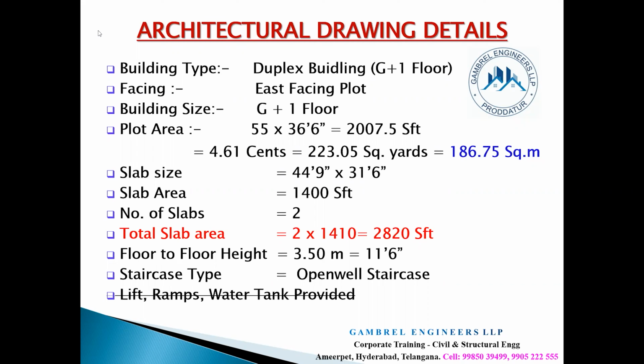Similarly, before you are going to design, people will first ask you what kind of structure it is. He'll say it is a duplex building. Okay, we are happy, at least you mentioned the type of building. Do you just stay silent with that basic information? No, you have to always focus on every area. Like the face of the building is east facing, the building size is a G+1 floor building, and the plot size is 36 feet 6 inches by 55 feet. The plot area is nearly 2000 square feet, which is then converted into cents.